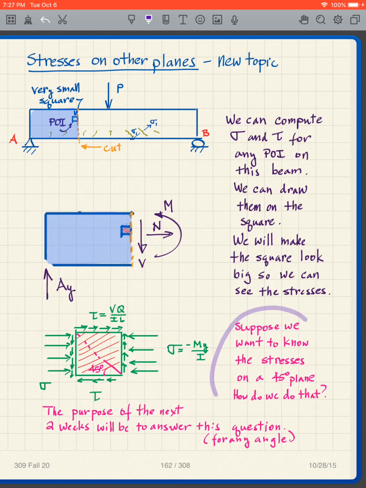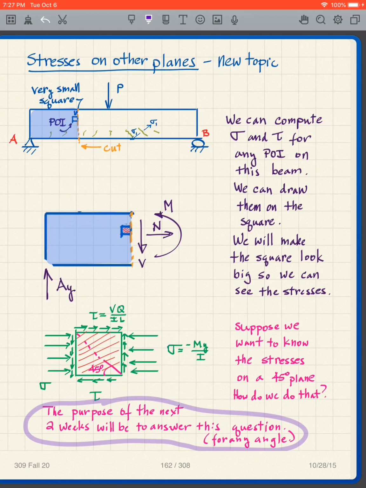So, for instance, suppose we want to know the stresses on a 45-degree plane. How do we do that? And so the purpose of the next couple weeks is to answer this question, for any angle.